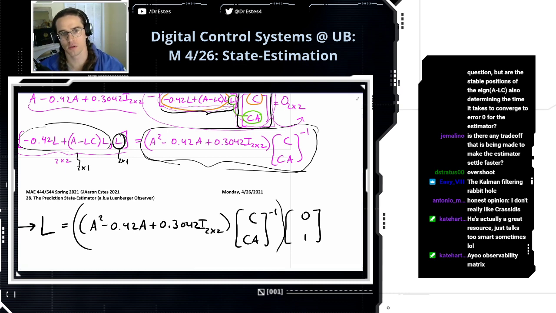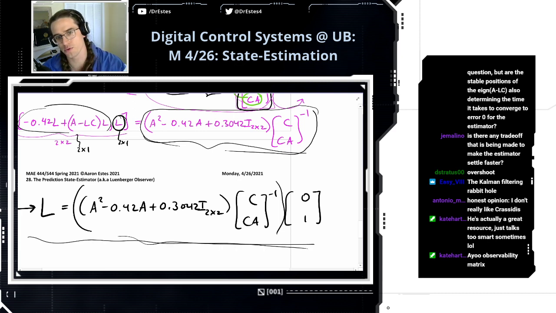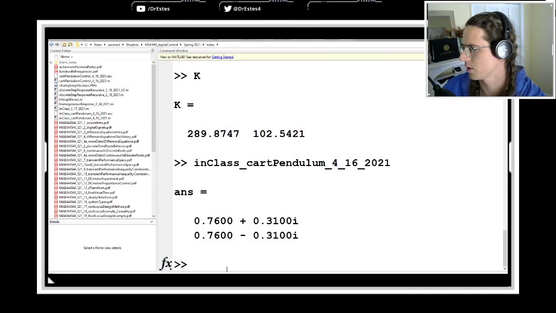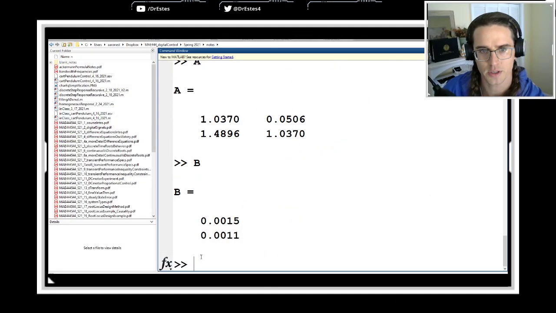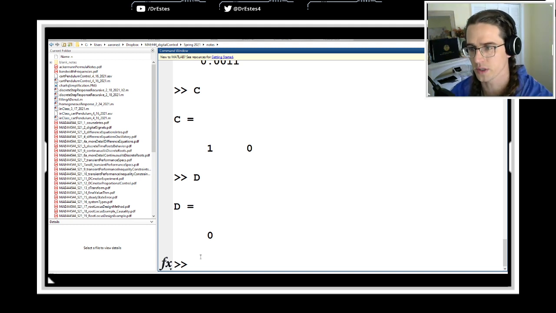Now, what I want to do is really quick. I want to pull this into MATLAB and prove to you that it does the job that we wanted it to do in the first place, meaning it moves our estimator poles to that ideal location. Okay, let's go to MATLAB really quick. Do I have my A matrix, B matrix, C, D? Okay, so let's do this.